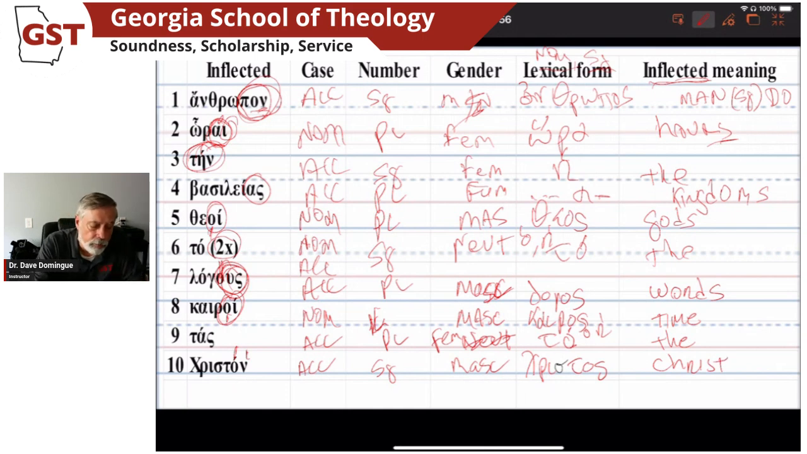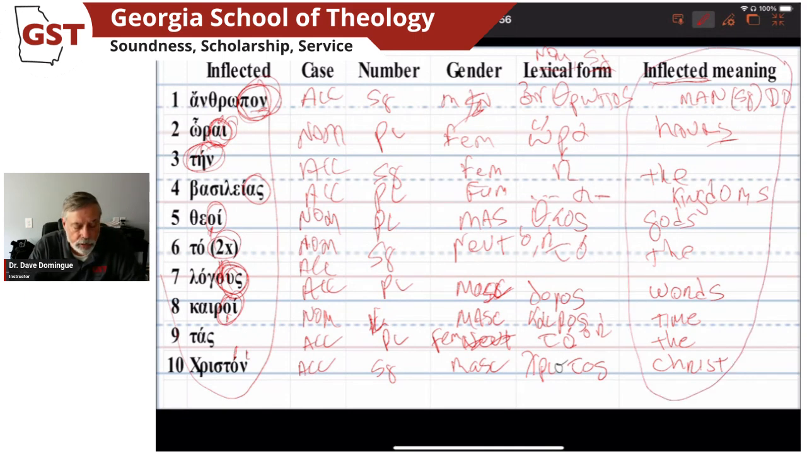So you're looking at the inflected form, so you want to get its inflected meaning, meaning what it means in its usage in the text itself. But you also want to know its case. So far all we've done is nominative and accusative. Its number, singular or plural, its gender, masculine, feminine, or neuter, and its lexical form, which is the dictionary form.